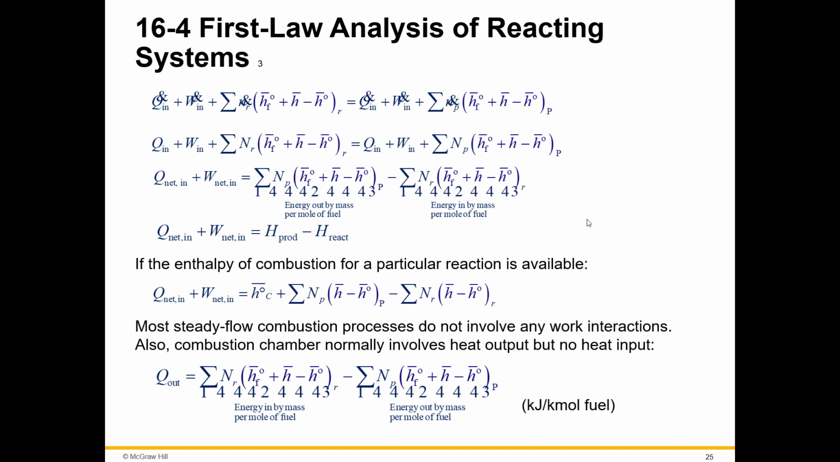And so here are some more equations that directly implement that first law analysis. If the enthalpy of combustion of a particular reaction is available, then you could use this Q_net in, the net heat transfer in, plus net work in. Most steady flow combustion processes do not involve any work interactions, right? Because we're talking about working fluids here. So most of them don't involve any of the devices that would do work interactions. Also, a combustion chamber normally involves heat output, but no heat input.